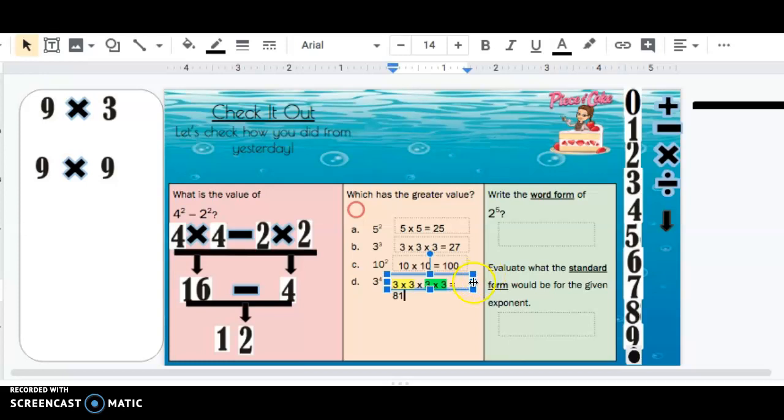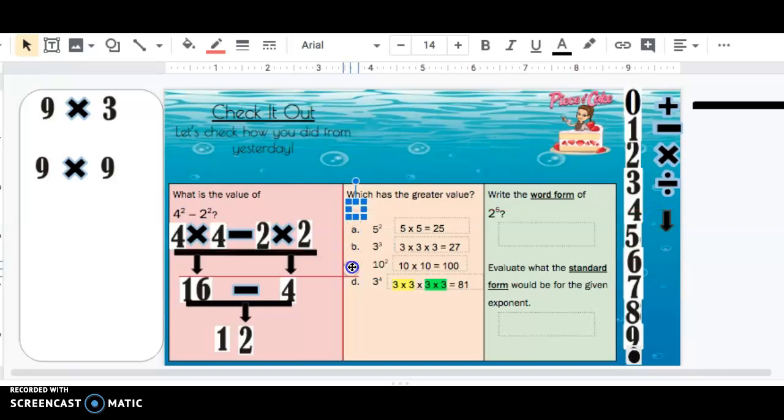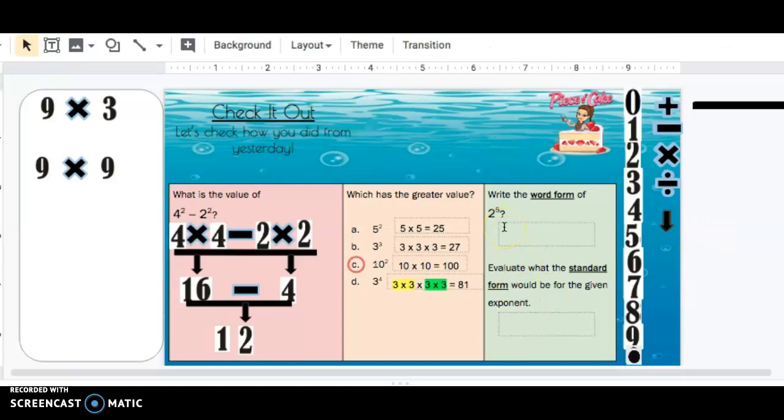So now looking to see who has the largest value. I have 25, 27, 81, and 100. So 10 squared has the largest value. So I would drag over the circle over my C. Okay, then the last question, it says write the word form of 2 to the 5th power.